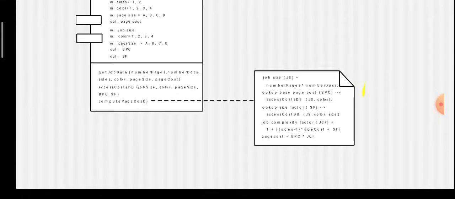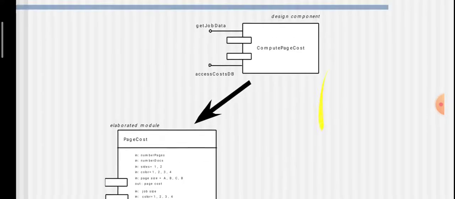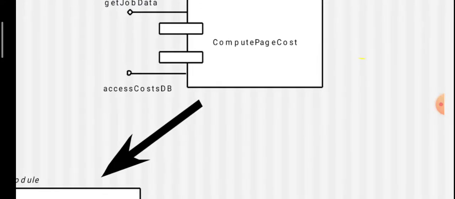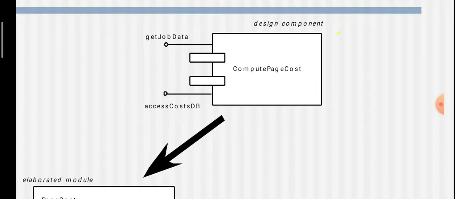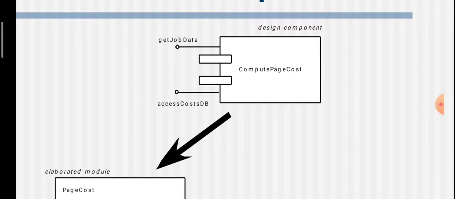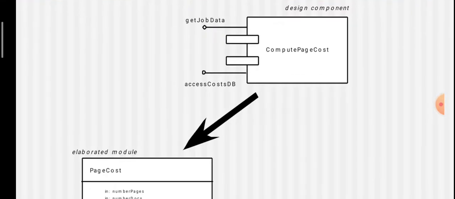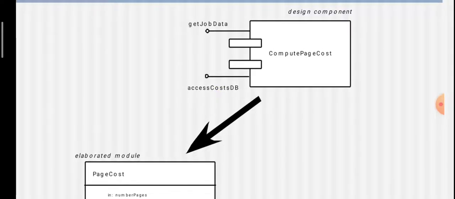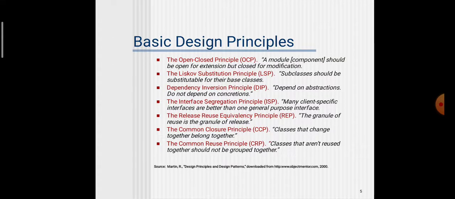So this is the typical way we can compute a page cost. These are the things implied. Every set of detail is put into a single component called compute page. In order to compute a page, it has to get information from two interfaces, that is, get job and access job cost.